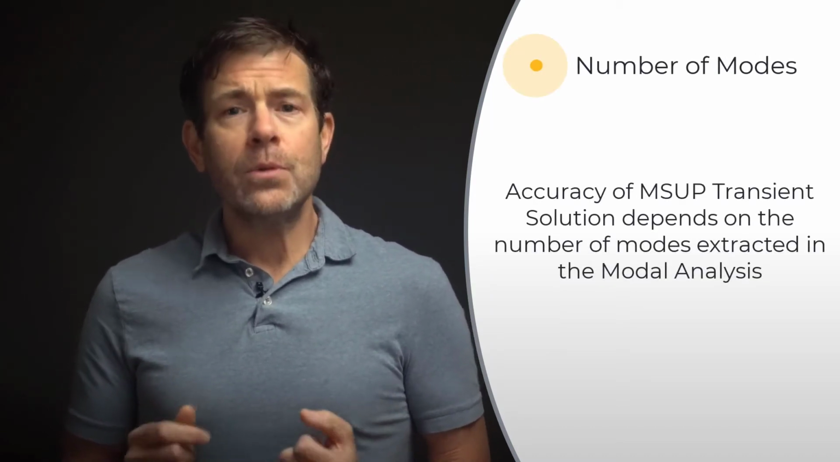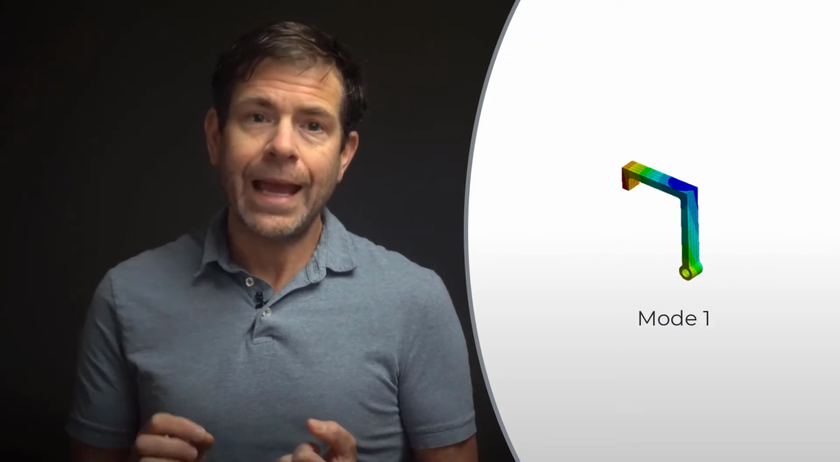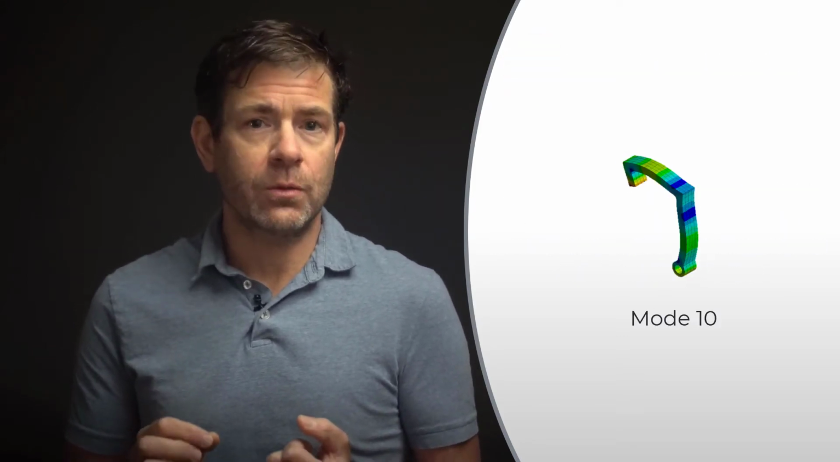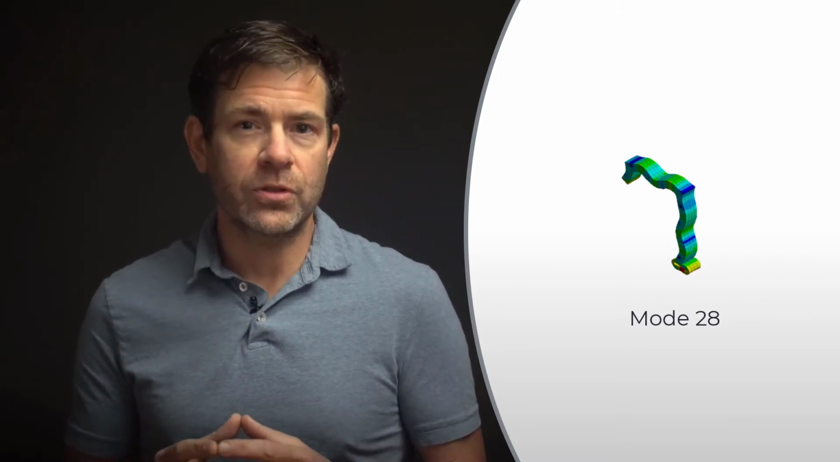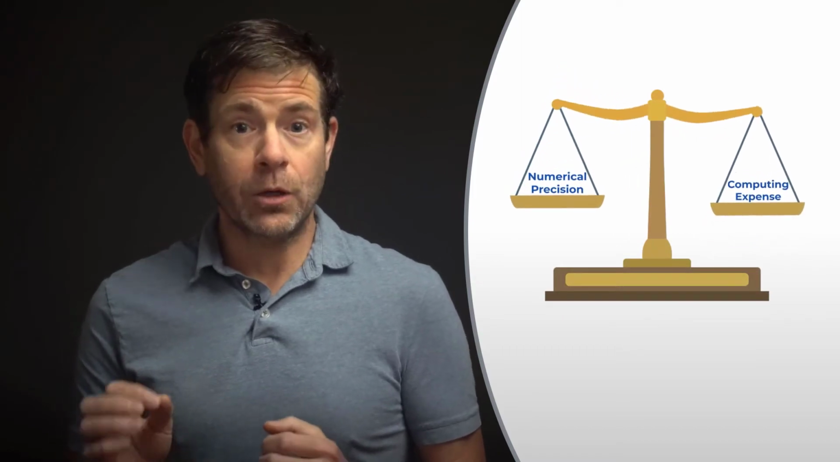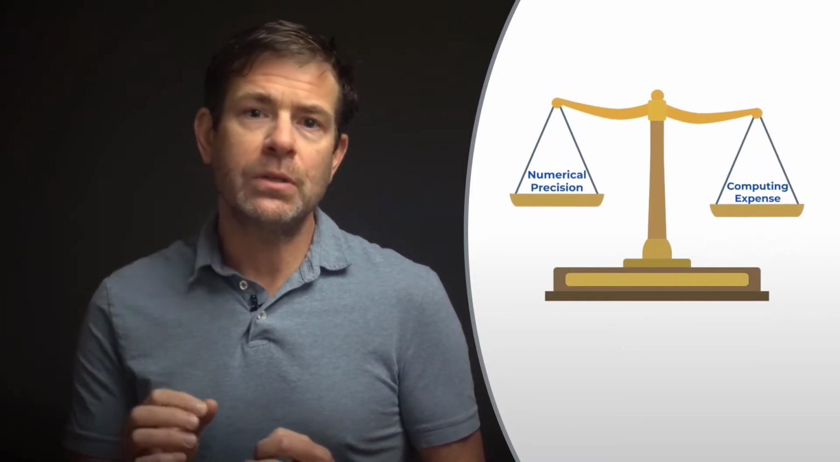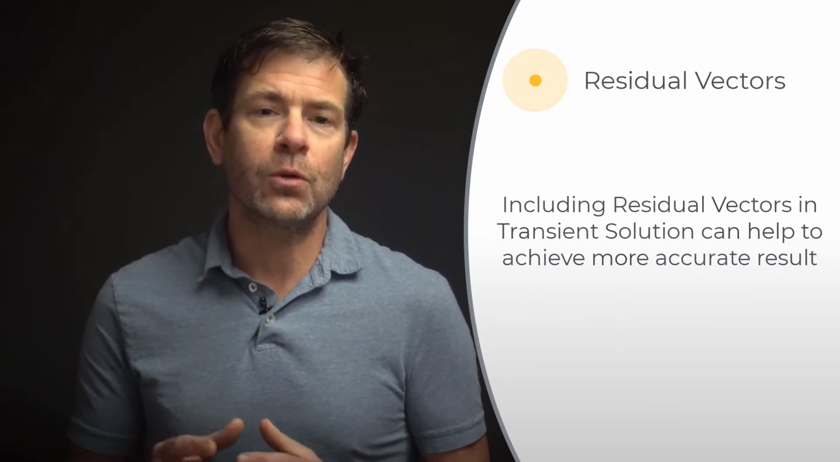Additionally, how many modes are included in the transient solution is important. We cannot capture a higher frequency transient response if we do not include higher frequencies in the modal solution. As a result, we'll have to strike a balance between numerical precision and computing expense. The addition of residual vectors can also help achieve more accurate results with fewer higher modes. In this video, we will discuss these topics in an effort to achieve an accurate transient response.